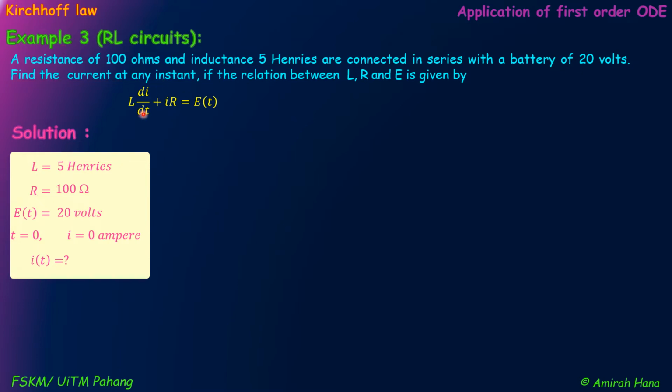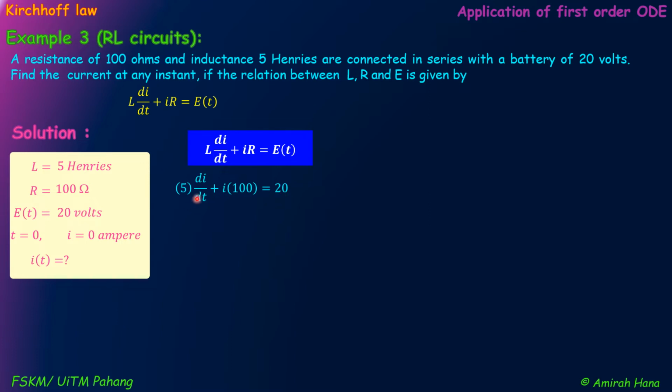After we extract the values of L, R, and E(t), then we can start with the given formula. From the given formula, L di over dt plus IR equals E(t), this is the RL circuit formula under Kirchhoff's law. So we substitute the values of L, R, and E(t) into this formula. After we substitute, we got L equals 5, R equals 100, and E(t) equals 20.